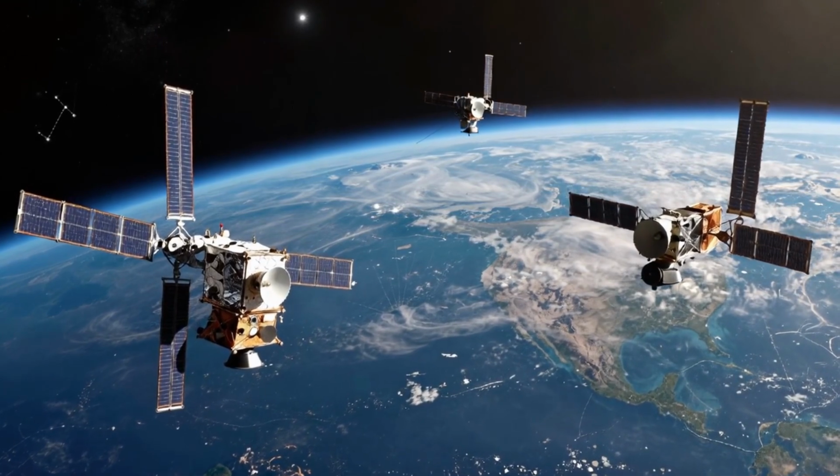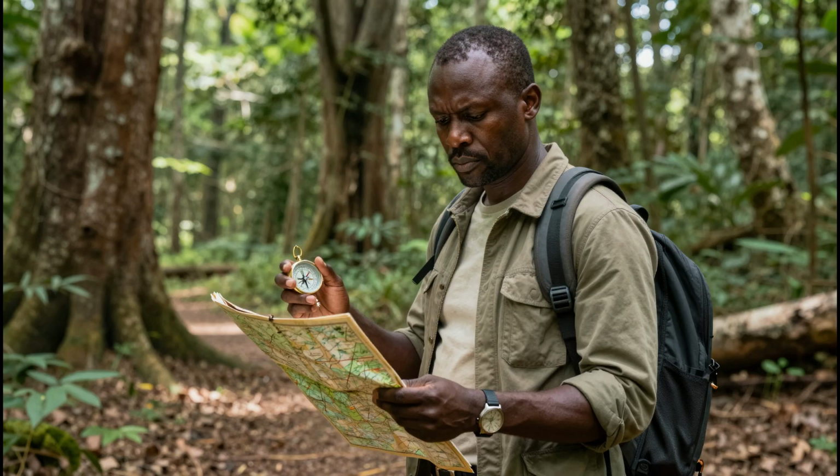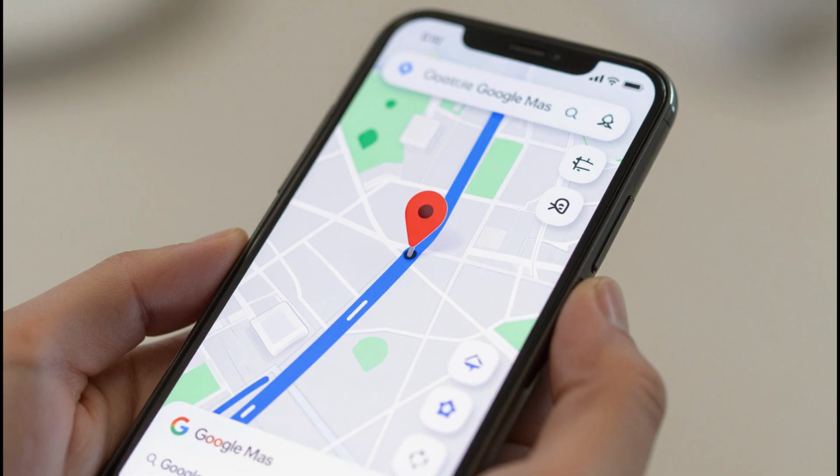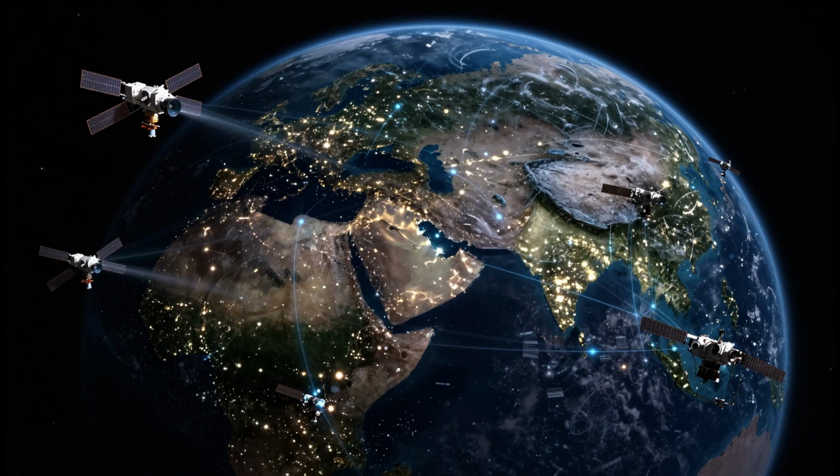Imagine standing anywhere on Earth. Whether you are in a remote desert, a dense rainforest, the middle of an ocean, or a busy city, your smartphone can determine your location within seconds. Have you ever wondered how this is possible?